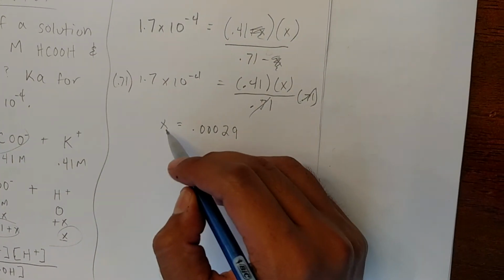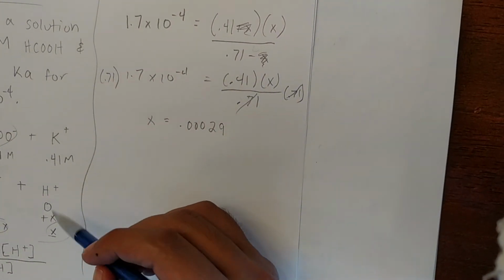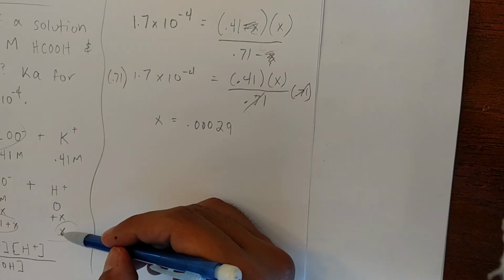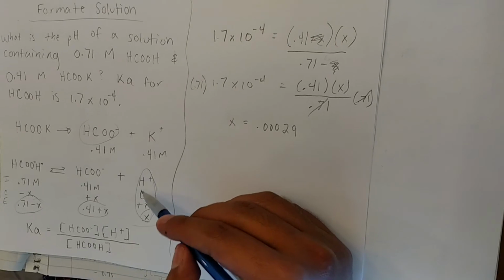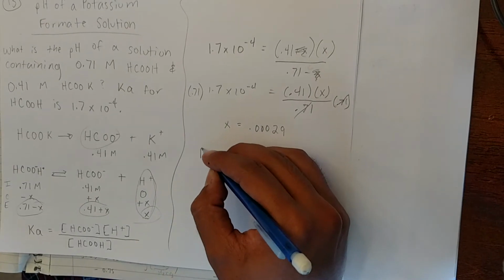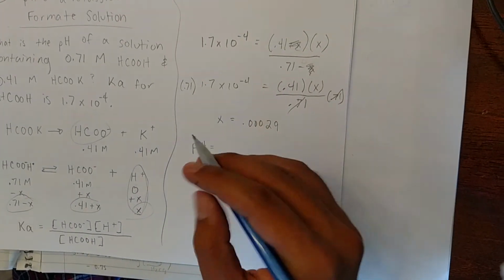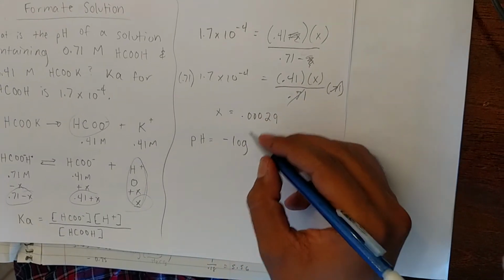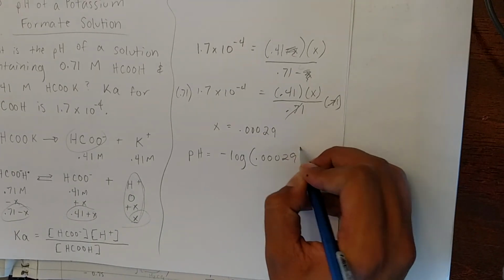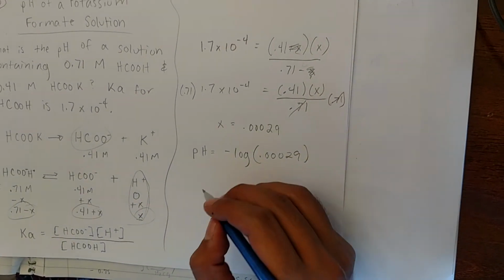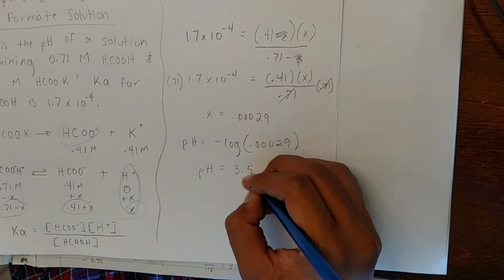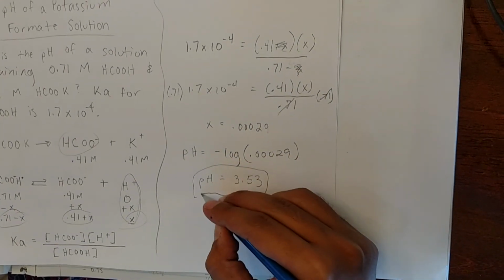So now we have our X value. We're going to solve for the pH of the solution. To do that we need to find the concentration of the H plus ions. pH is equal to the negative log of our X value, which is 0.00029. Plug that into your calculator, and you get pH is equal to 3.53. And that is your final answer.